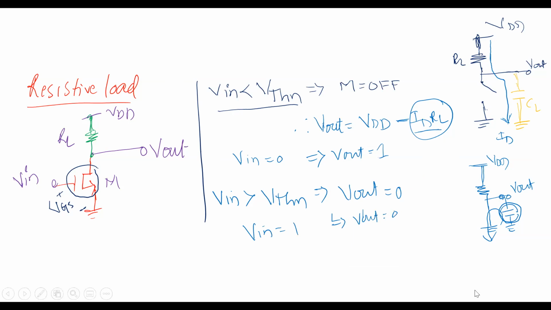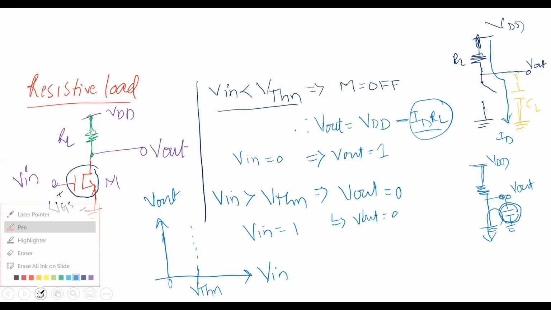Now if you try to draw the characteristics of this NMOS inverter with resistive load, you will get it like this. See, this is the input voltage, and this is the output voltage Vout. For an input voltage of low, this is the 0 volts. This is the threshold voltage of the NMOS transistor.